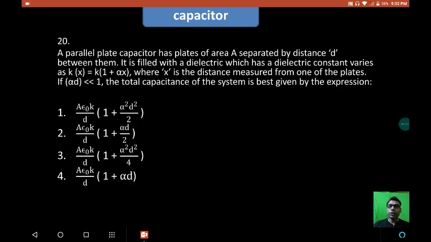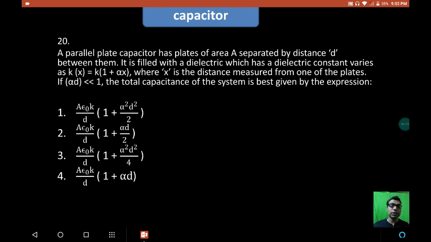So this is the next question, which is from the capacitor. A parallel plate capacitor has plates of area A separated by a distance d between them. It is filled with a dielectric whose dielectric constant varies as K(x) equals K1 plus alpha x, where x is the distance measured from one of the plates. If alpha d is much lesser than 1, then the total capacitance of the system is best given by the expression. We have to find the expression from the given options.